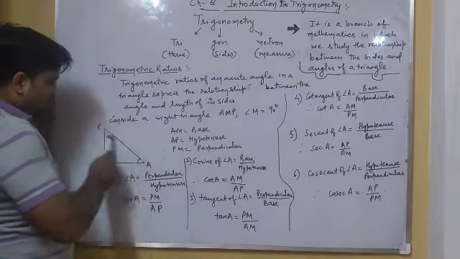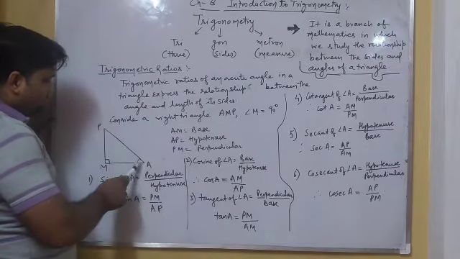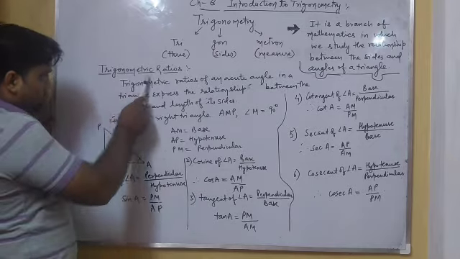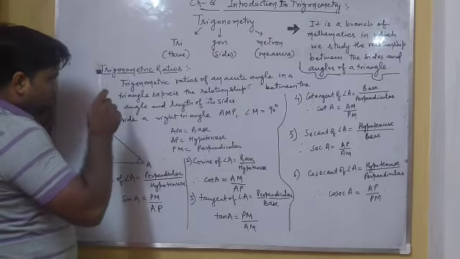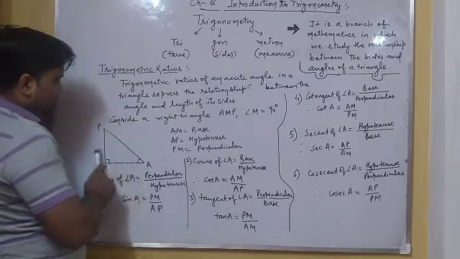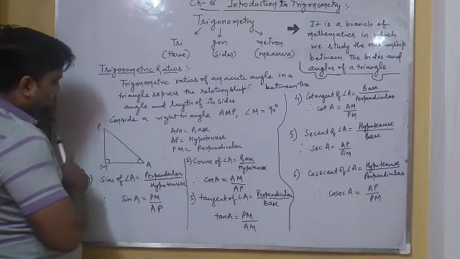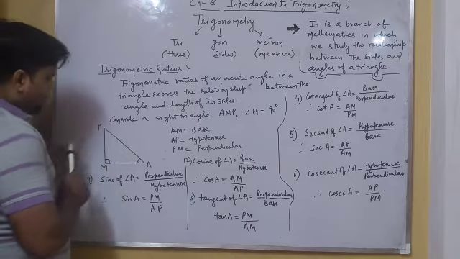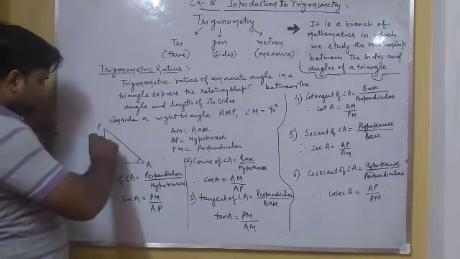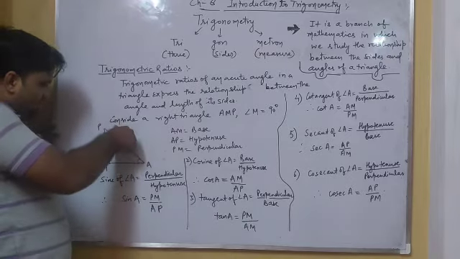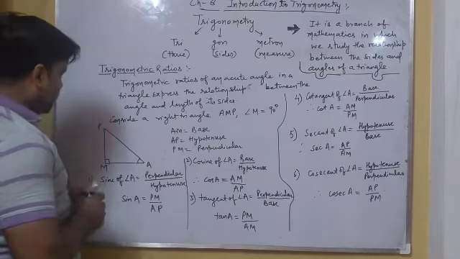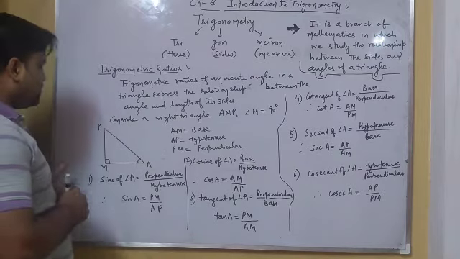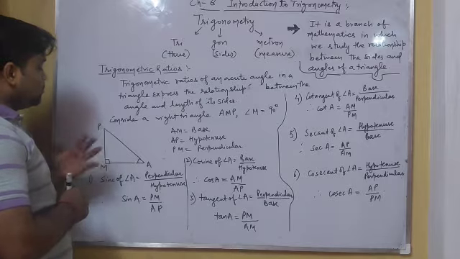For this we consider a right angle triangle AMP. This is an acute angle. So here trigonometric ratios define the relationship between the angle and the length of its sides, which is the acute angle. Here this is the base, this is the perpendicular and this is the hypotenuse. So here we define 6 types of trigonometric ratios by using this triangle.